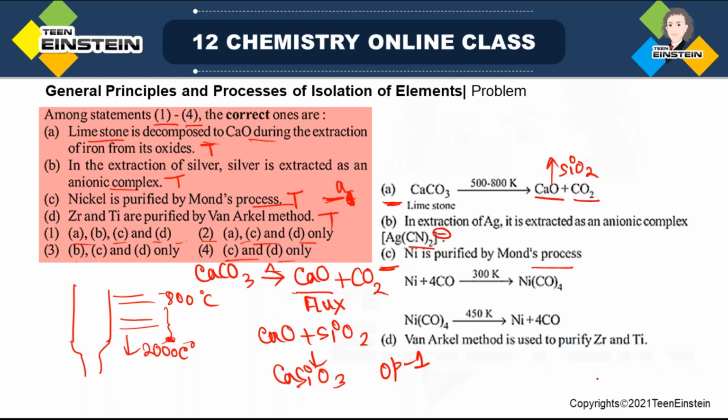Mond's process and the Van Arkel process are both under vapor phase refining, where we first make a volatile complex of the metal, and this volatile complex is further decomposed and we finally get pure nickel. The same method is also used for zirconium and titanium, but here we do not use carbon monoxide, we use iodine, so zirconium iodide and titanium iodide are produced. So all the statements are correct and option 1 is the correct option.